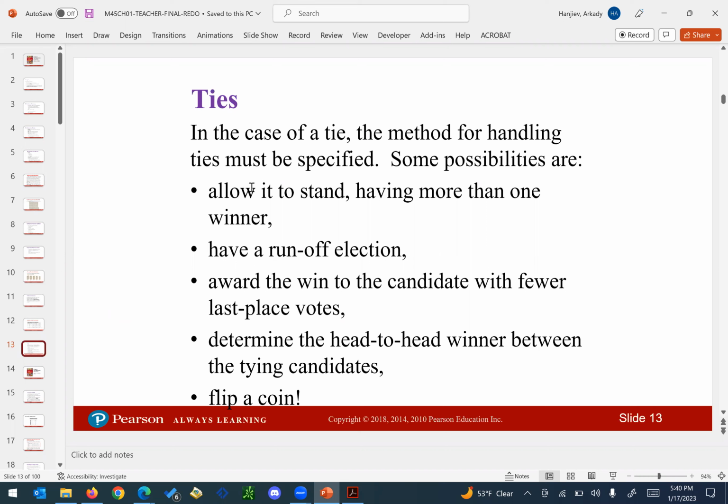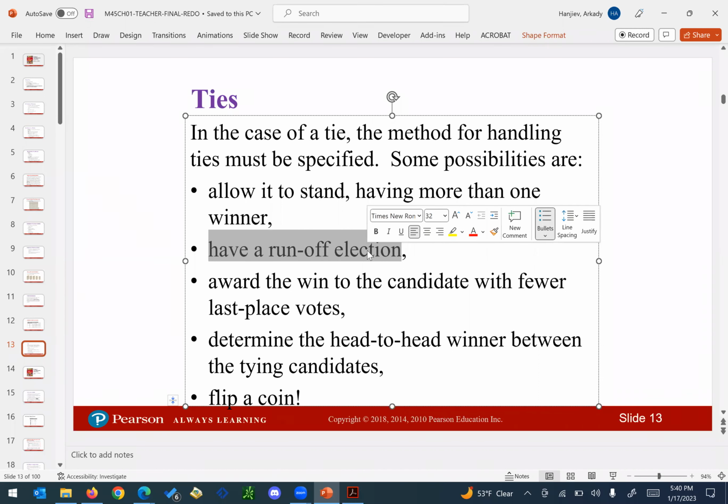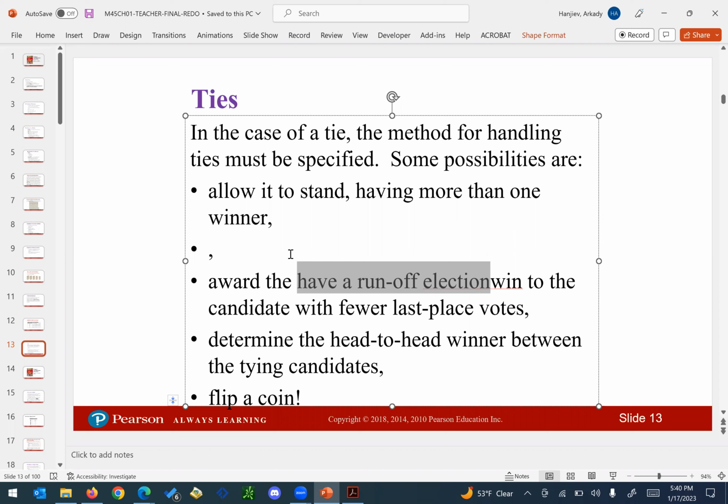Some allow it to stand. You can have a tie. Normally that does not happen, just like games, but you can have a tie. It could be one of the rules, that 2 people are going to share. But normally that does not happen. So in any kind of election, there's going to be a runoff election. Any mayor election or presidential election, there's going to be a runoff for that.